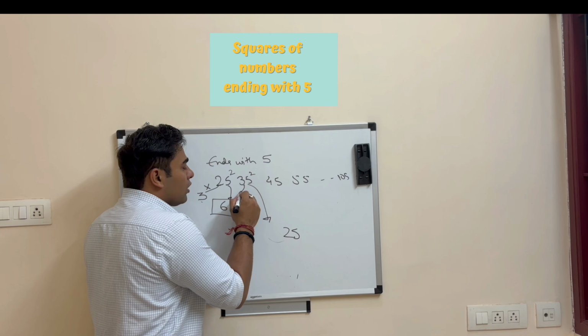Then 5 plus 1 would be 6. I'll multiply here. 5 into 6 is 30. So in that way you can easily calculate the squares of the numbers which are ending with 5.